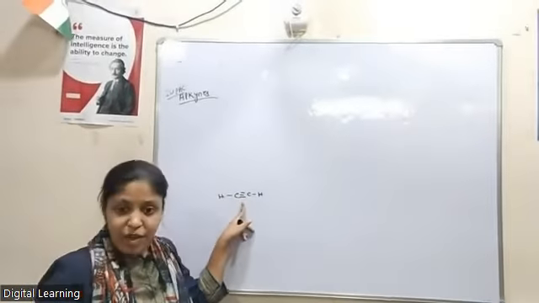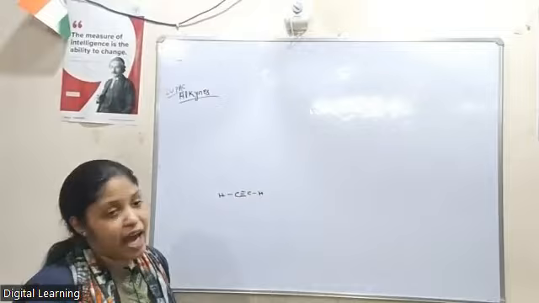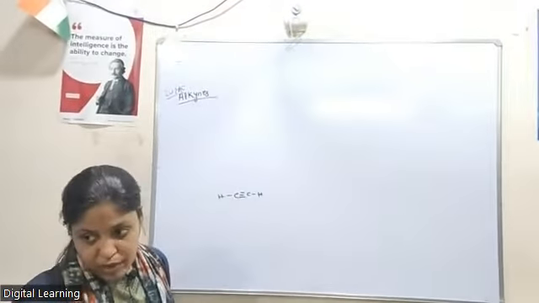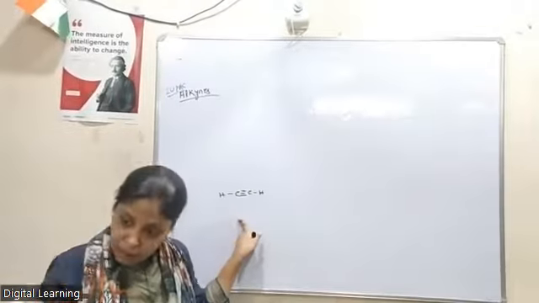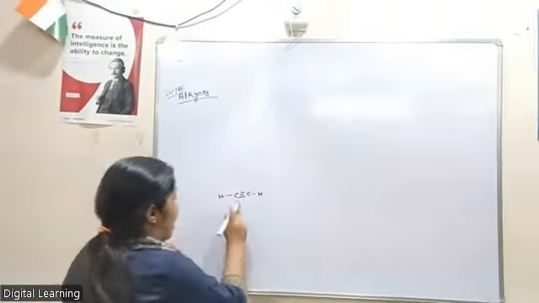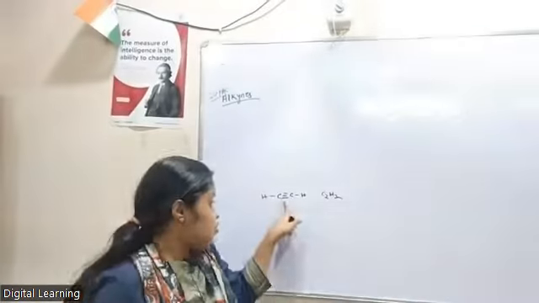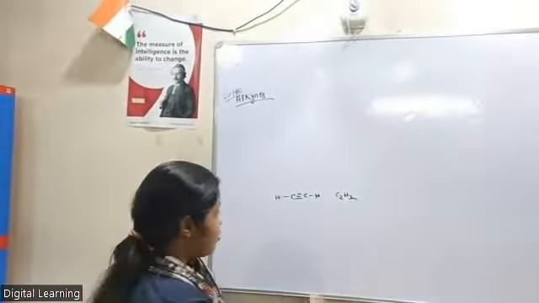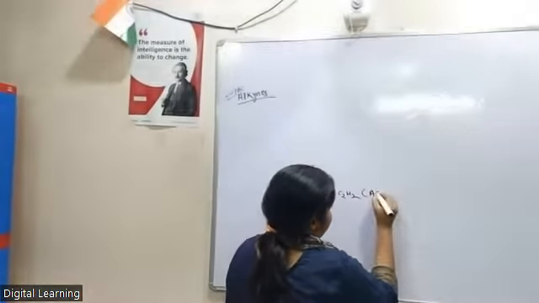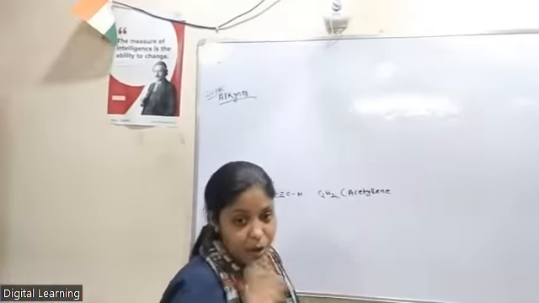The covalency of a carbon atom is satisfied. The covalency of carbon is 4, meaning carbon will be bonded to 4 atoms. It may form single bond, double bond, or triple bond. So this is the first member of alkyne. I can write it as C2H2, 2 carbon, 2 hydrogen. Its common name is acetylene. This is the trivial name or common name.